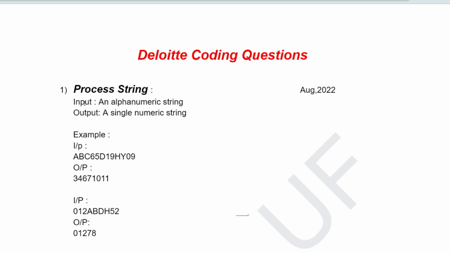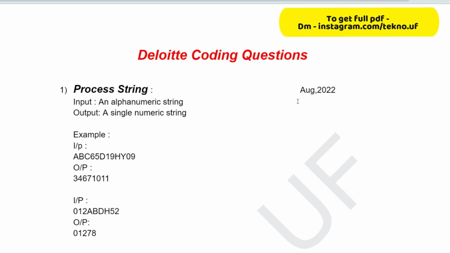Okay, let's see what the question is. The question is regarding process string. It was asked in August 2022, and repeated in 2023 again. I didn't get the full question, but the main gist is this: you'll be given an input, an alphanumeric string which consists of letters and numbers, and the output is a single numeric string which denotes the positions of all the numbers inside the alphanumeric string. Here is the sample input ABC65D19HY09, and the output is this, and this is the second input and the second output.